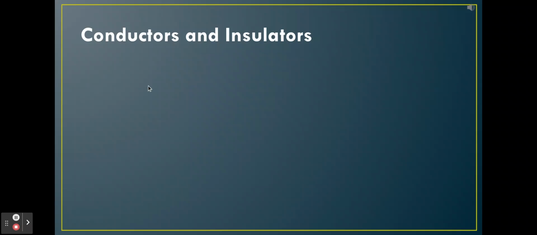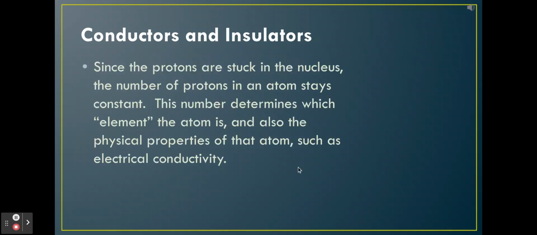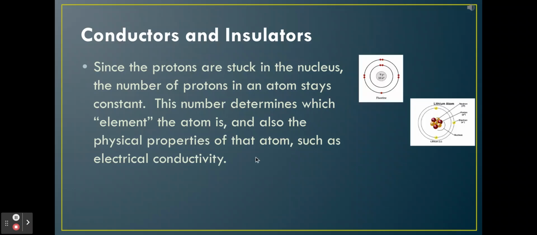What I want you to understand is what is it about conductors that allows electricity to pass through? What is it about insulators that does not allow it to pass through? All right, so talking about those subatomic particles, since protons are stuck in the nucleus in the center, the number of protons in an atom stays constant. This number determines which element the atom is and also the physical properties of that atom, such as electrical conductivity.